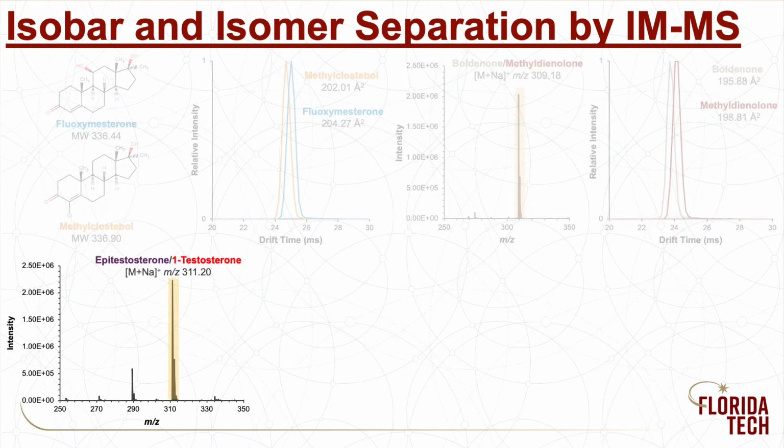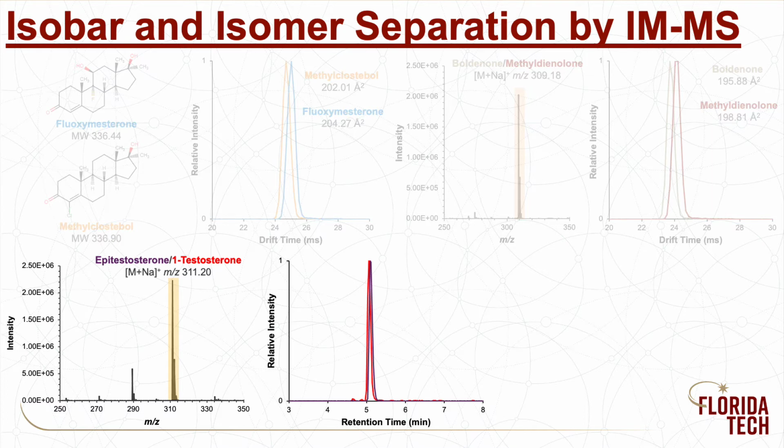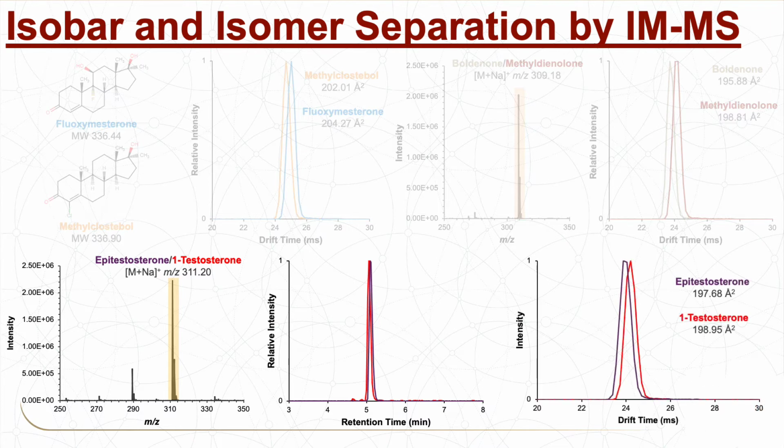Lastly, we demonstrate the analysis of isomers epitestosterone and 1-testosterone, which also have identical mass of 311.2. Further complicating their identification is that our standard 10-minute LC run provides very little separation between them. However, their different CCS allows for differentiation. This potentially provides an avenue by which to reduce or eliminate chromatographic separations, which will significantly improve throughput.